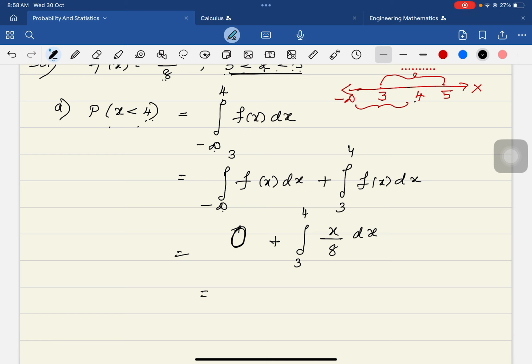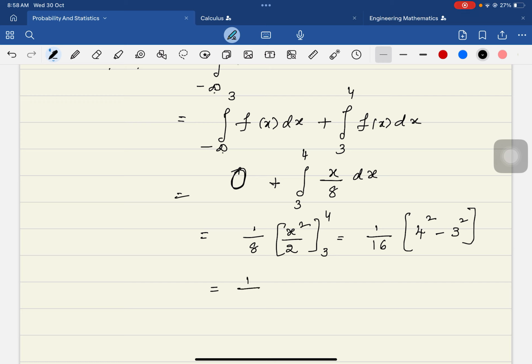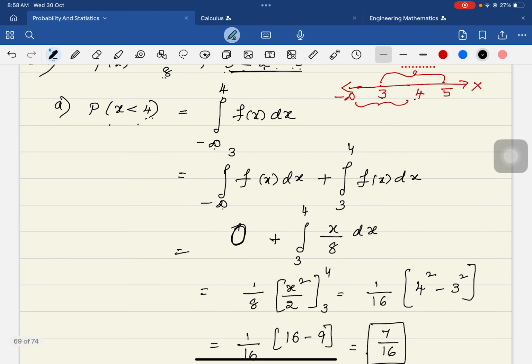Now let us do the integration. 1 over 8 you take outside, the integral of x dx becomes x square by 2 within the limits 3 to 4. So it is 1 over 8 into 2, which is 16, times the upper limit 4 square minus the lower limit 3 square. That gives you 1 over 16 times 16 minus 9. So that is 7 over 16. This is the value of the integral. I hope it is clear.